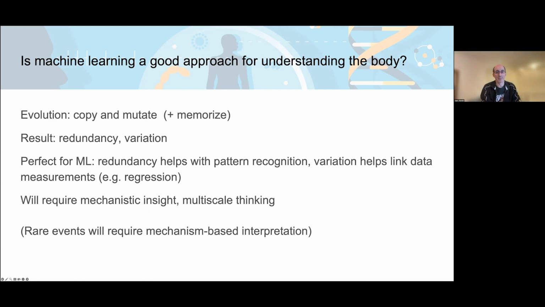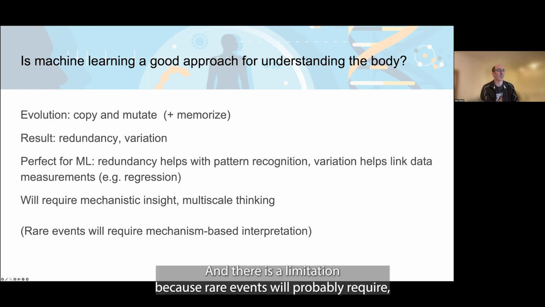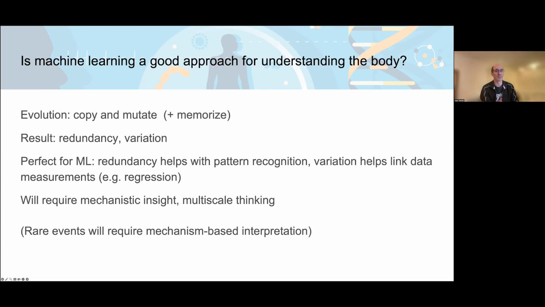So, I think machine learning is actually a pretty good match conceptually for thinking about biological systems. Machine learning traditionally is a black box, a lot of different types of machine learning. So we'll have to figure out how to gain mechanistic insight from using it in this way and also consider multiple scales. There is a limitation because we might not be able to model very rare events using this approach. It might still require some mechanism-based interpretation.